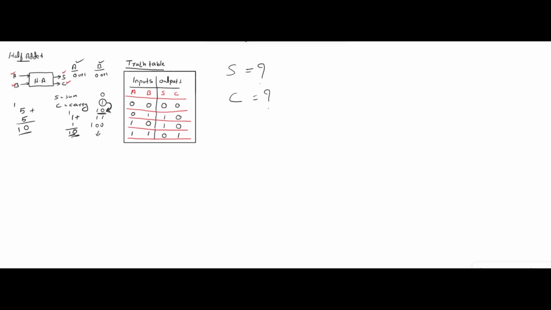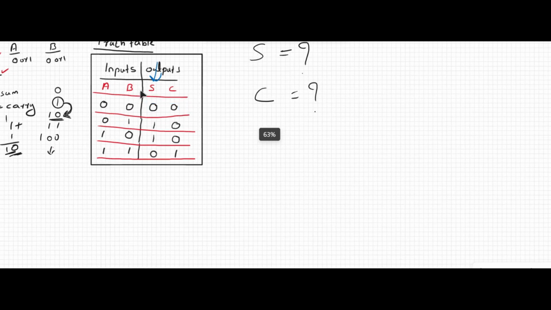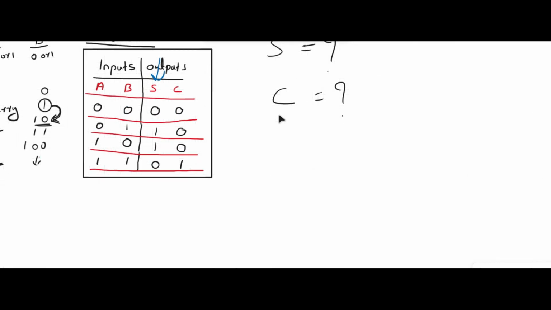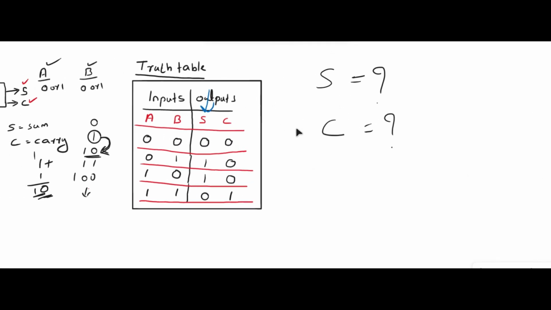If we see the column of sum in the truth table, we can clearly see there is only two 1s. We will consider when all the sum is 1. So only in these two cases the sum is 1.